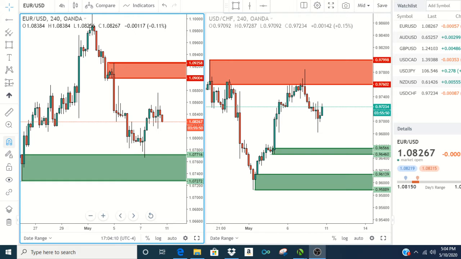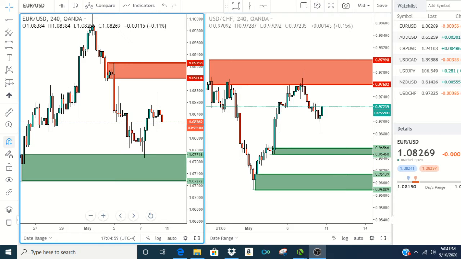We have the demand zones in green and the supply zones in red. Now I'm going to use the 4-hour chart because if you're a swing trader, you're typically going to be using a 4-hour chart or maybe even as low as the 1 hour. If you're a day trader, you might also use the 4-hour time frame, but you would use a smaller time frame, like a 15-minute, to enter on the 4-hour supply zones for a sell and on the 4-hour demand zones for a buy.